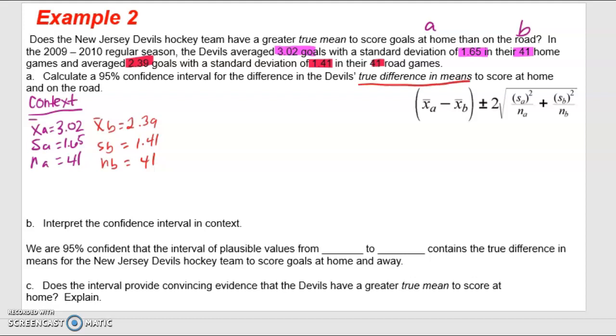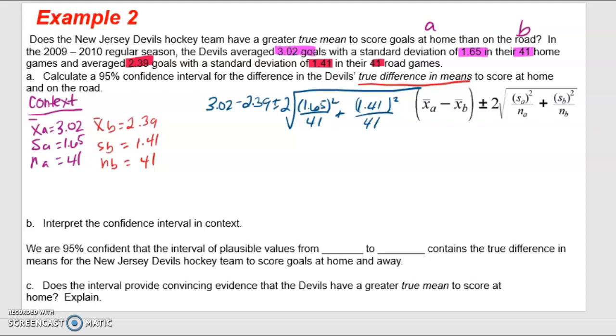So what I was talking about on the other slide when it's interpreting it, notice that when it says calculate the confidence interval, in most of our questions, it's actually going to tell you which test you're doing and how to word your interpretation of the confidence interval. So you have all the values that you need, you're ready to just plug into the formula. So 3.02 minus 2.39 plus or minus 2 times the square root of 1.65 squared over 41 plus 1.41 squared over, again, 41. Here they have the same sample size, but that's not really significant.